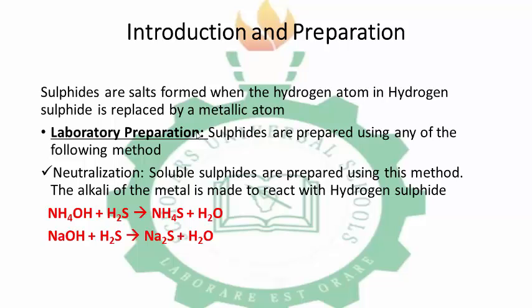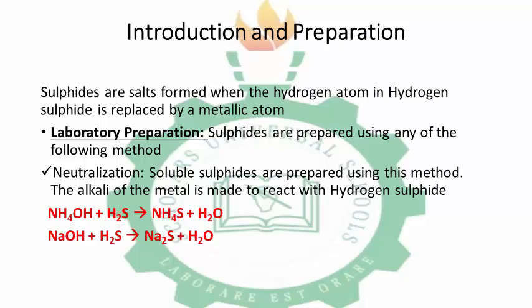The neutralization method is used to prepare soluble sulfide, while the precipitation method is used for preparing insoluble sulfide. But the direct combination method is used to prepare any of the sulfides, whether soluble or insoluble.